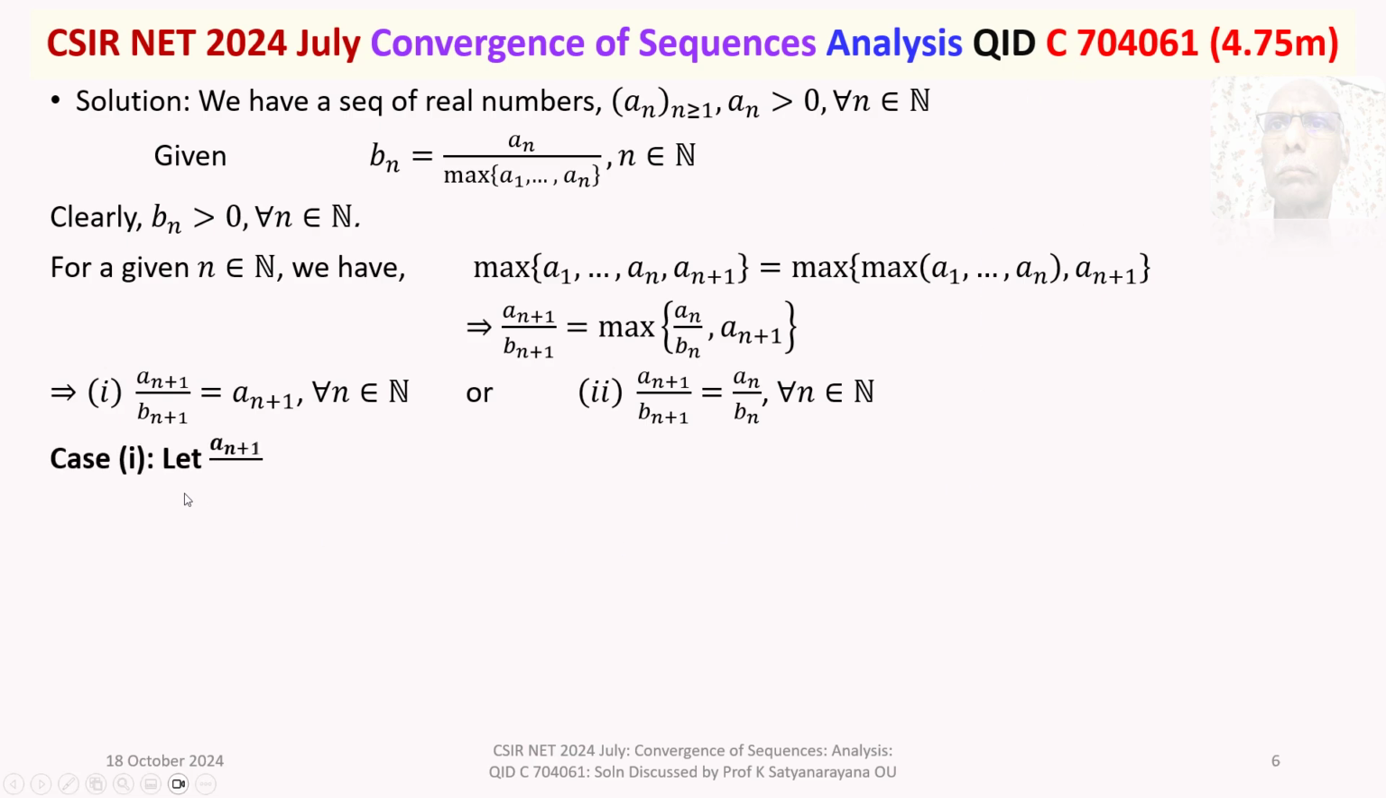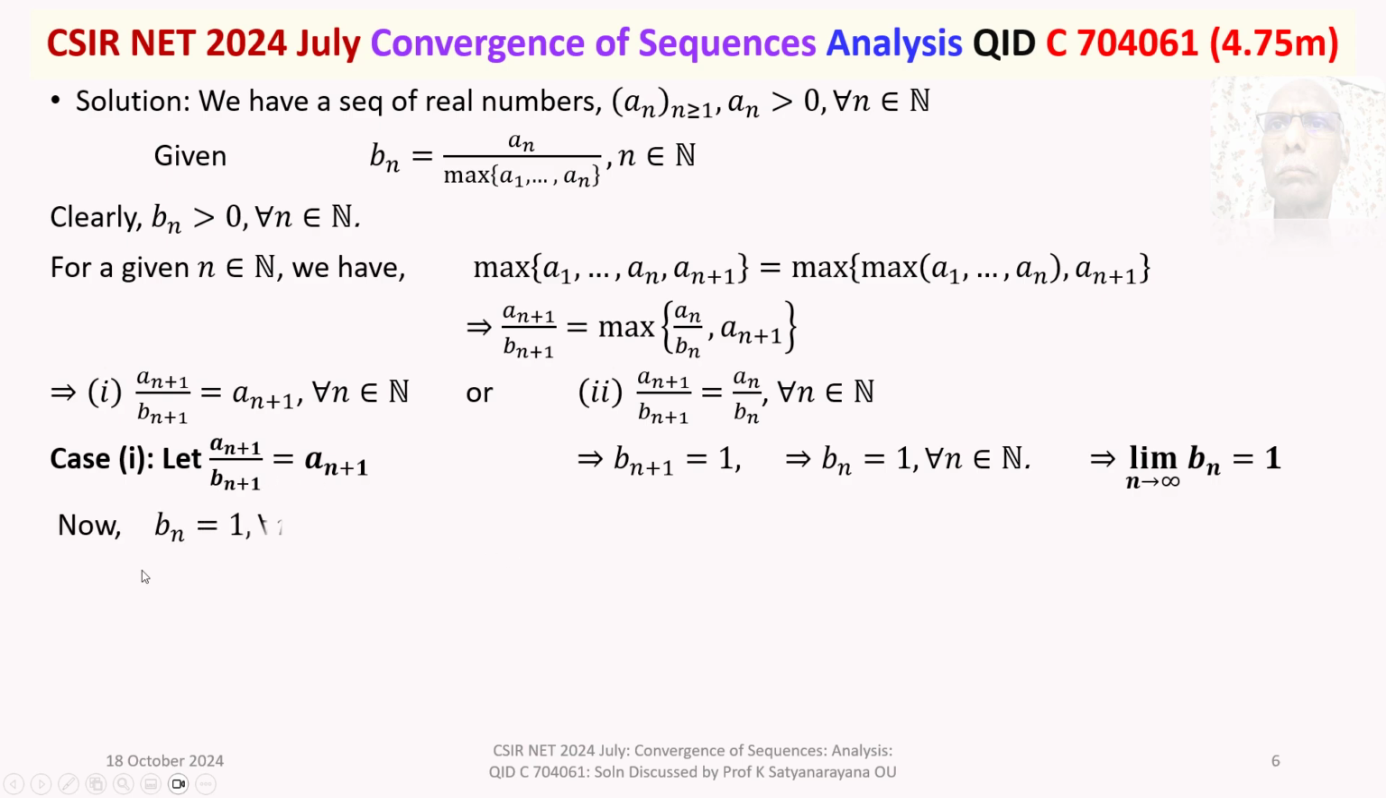Now case 1: let a_{n+1} by b_{n+1} be equal to a_{n+1} for all n belongs to N. a_{n+1} cancels. You will get 1 by b_{n+1} is 1. That is, b_{n+1} is 1 for all n belongs to N. Therefore, b_n is equal to 1 for all n belongs to N. In this case, limit n tends to infinity of b_n will be 1. b_n is 1 for all n belongs to N, and thereby limit n tends to infinity of b_n is equal to 1 in this case.